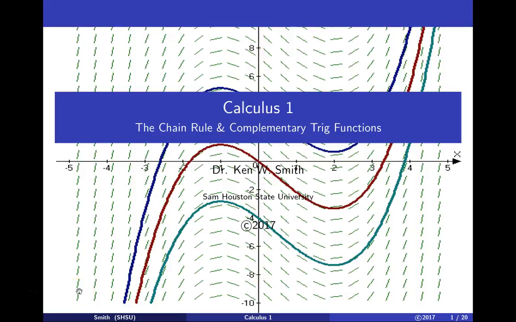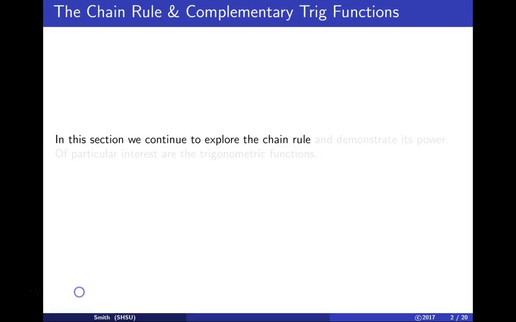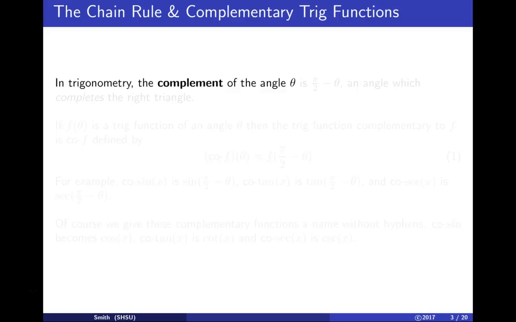In this lecture, we look at the chain rule and what it tells us about complementary trig functions. We're going to demonstrate the power of the chain rule by looking at some trig functions and write things in terms of the complement. In trigonometry, the complement of an angle theta is pi over 2 minus theta, or 90 degrees minus theta. It's the angle which completes the right triangle.